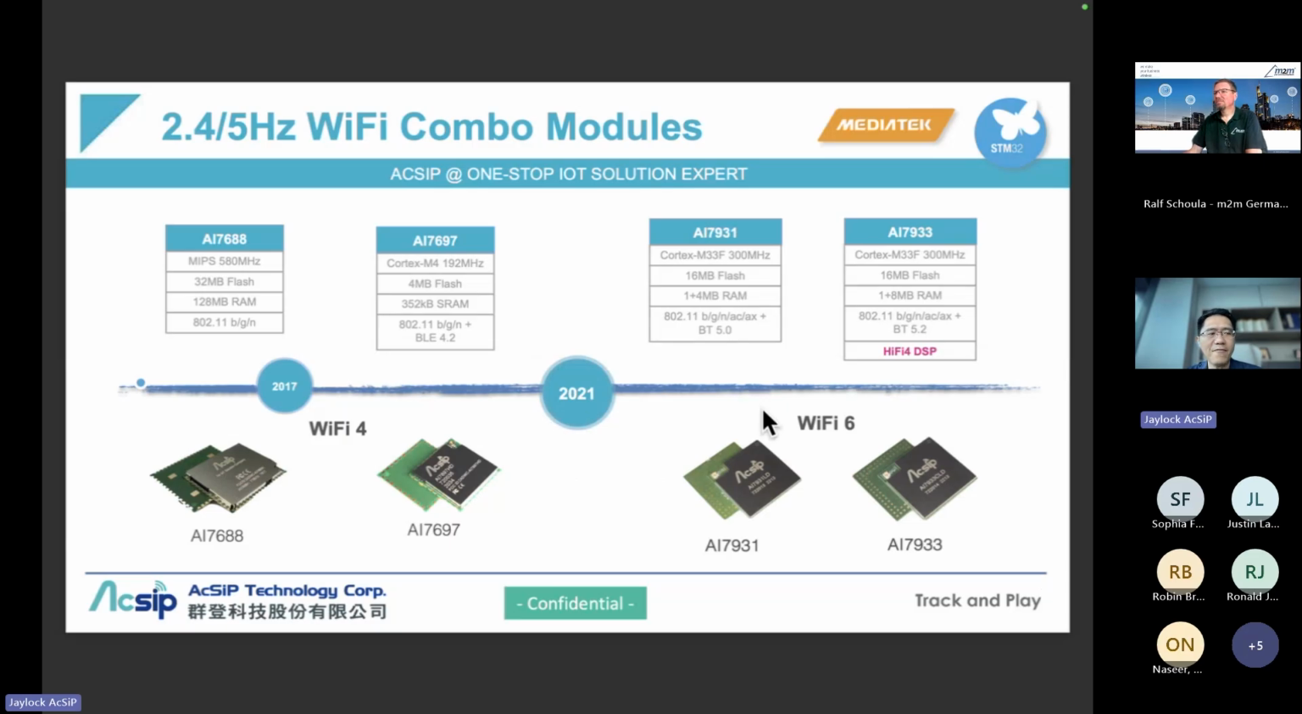And now we move to Wi-Fi 6. For Wi-Fi 6, we have the 793X series. So this is a Wi-Fi 6 solution that we have. The main difference between the 3.1 and 3.3 is that one is with the Hi-Fi DSP, and the other one does not have it. The Hi-Fi DSP chipset is catered for smart speaker applications, and also some applications which require a lot of analog processing.